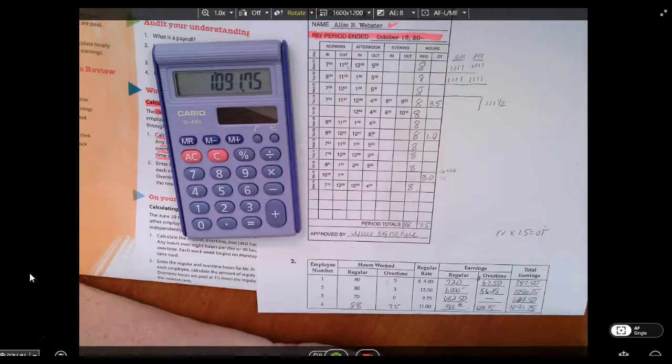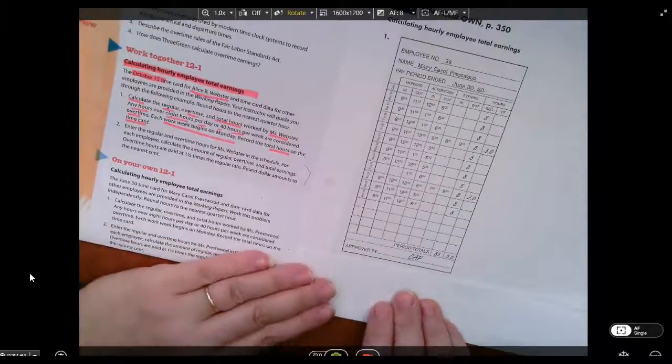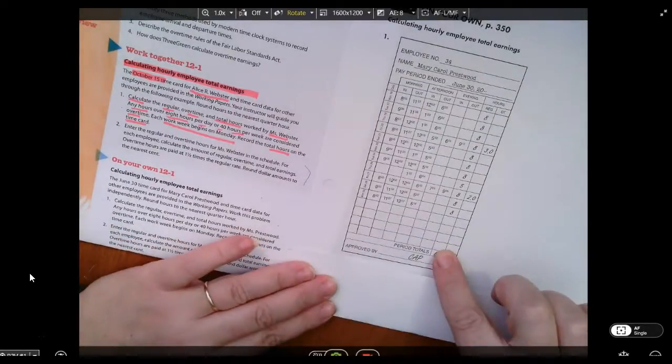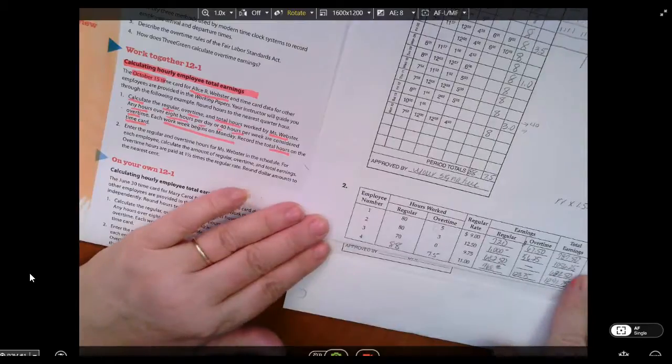Now what I would like you to do is do the on your own. I am showing you right now the on your own time card so that you can see what it looks like and compare it and make sure. And then what you're going to do is you're going to do just what we did here in the work together. You're going to figure out the hours worked, the overtime, and total earnings.